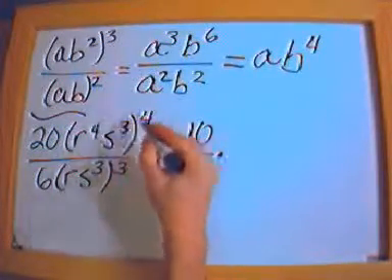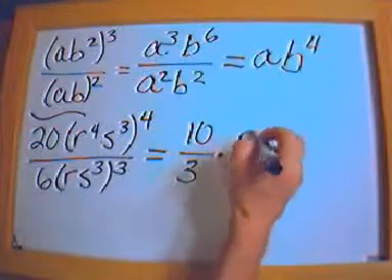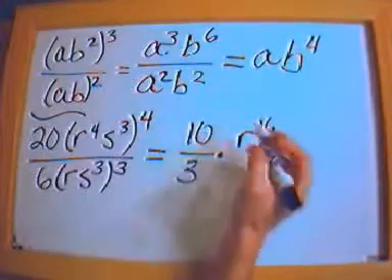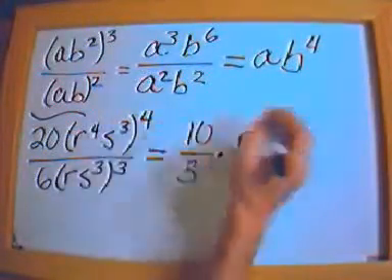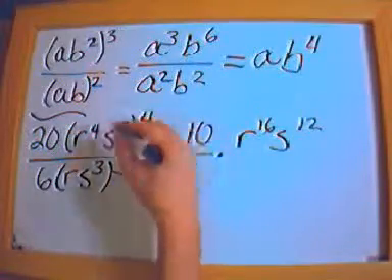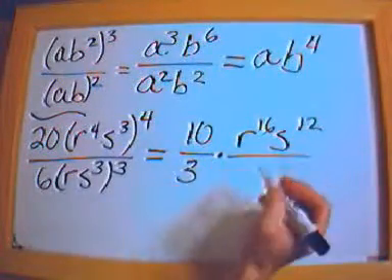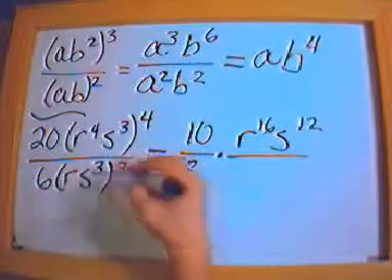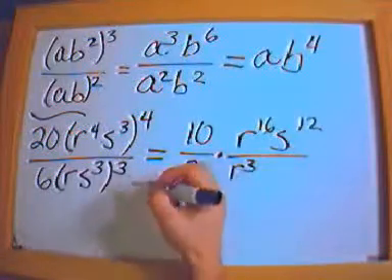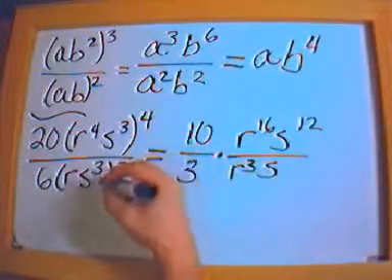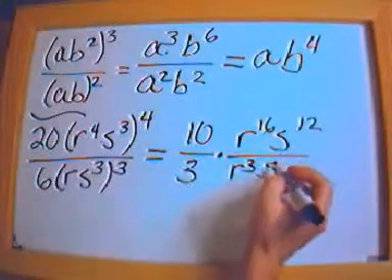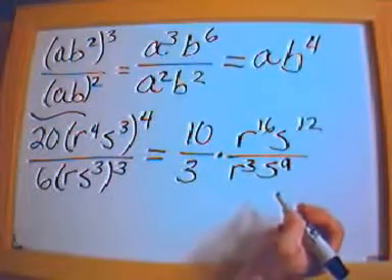The next thing I'm going to do is take care of this fraction. I'm going to distribute this 4 in as an exponent. I'm going to get r to the 16, because 4 times 4 is 16, times s, 3 times 4 is 12. All I did was move the 4 in and multiply them, over r raised to the third power, because the 3 goes in, and then s goes in, and the 3 goes in, and so 3 times 3 is 9, so I've got a 9th power there.